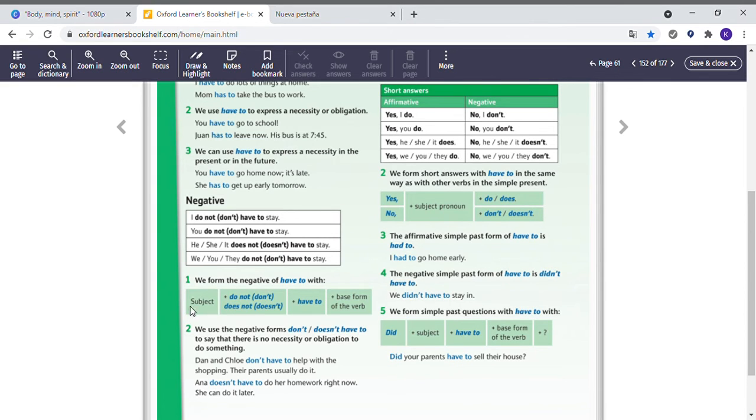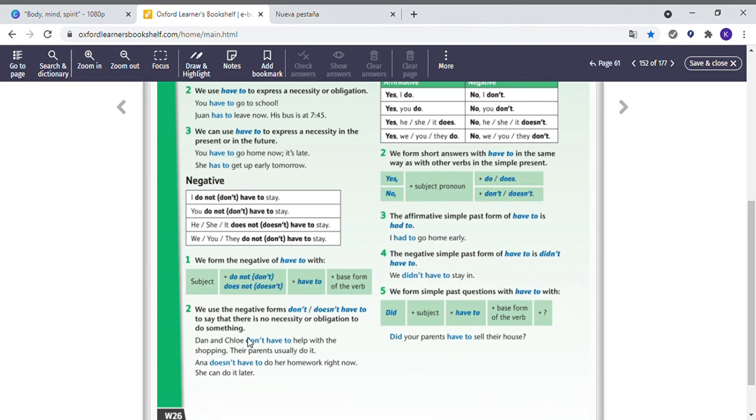We have the structure, and it is subject plus do not or don't, does not or doesn't, and have to, and then the verb, right? For example, here we have some sentences. Dan and Chloe don't have to help with the shopping. Their parents usually do it.